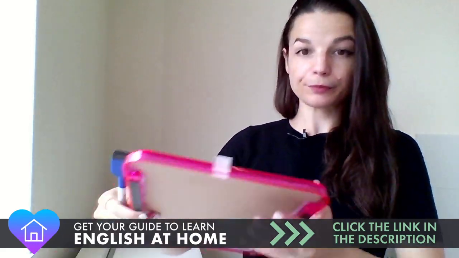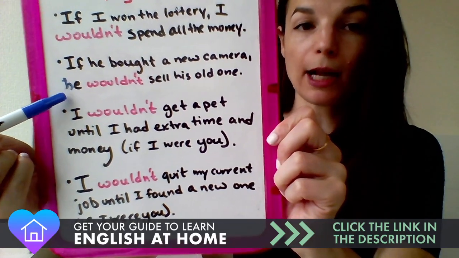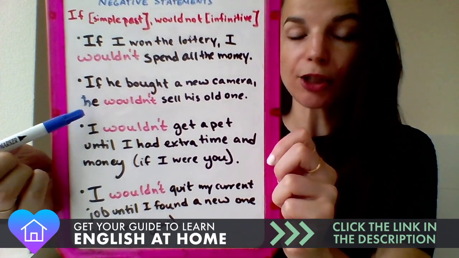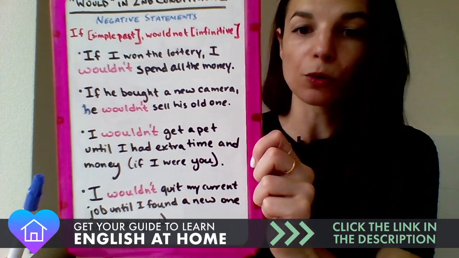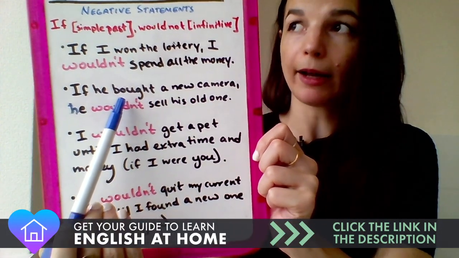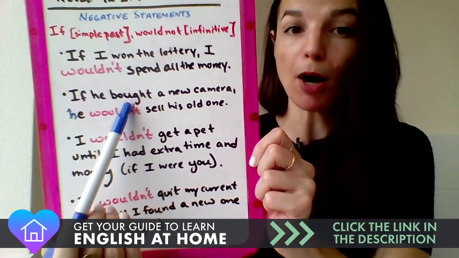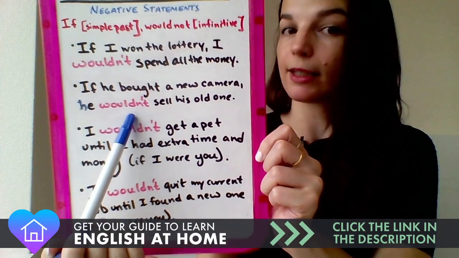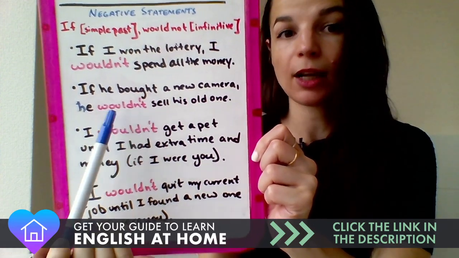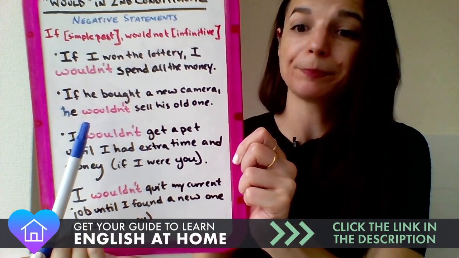Okay, so example sentence 2 here. If he bought a new camera, he wouldn't sell his old one. So again, simple past tense verb here. If he bought, so buy, present tense or infinitive, bought, simple past tense. So again, wouldn't is the reduced form of would not. At native speed, this sentence sounds like, if he bought a new camera, he wouldn't sell his old one.